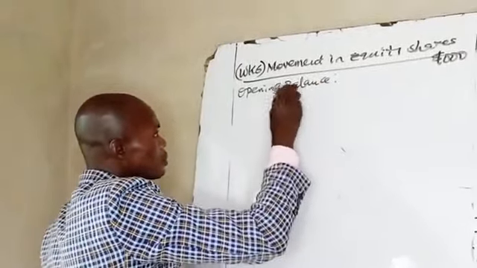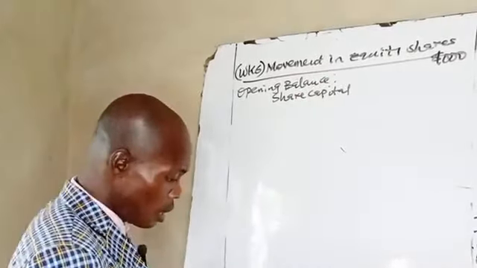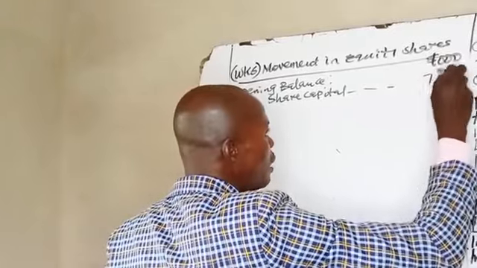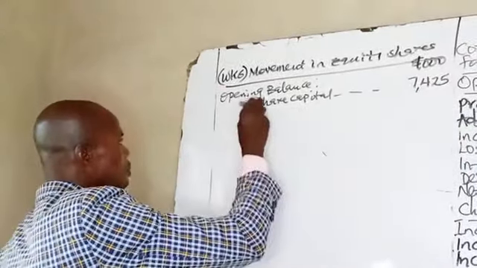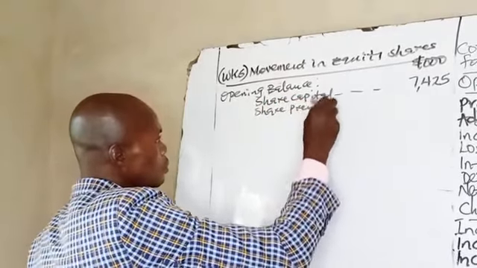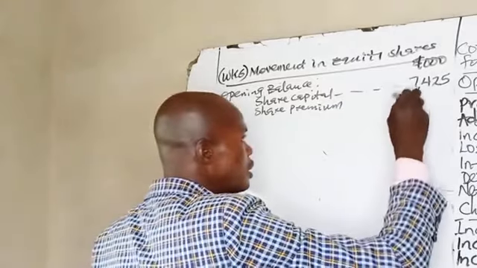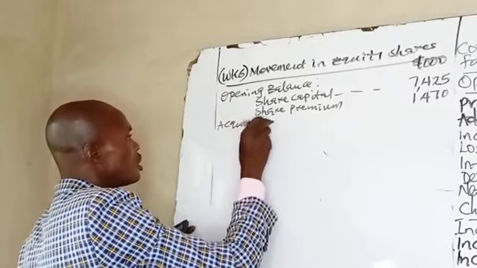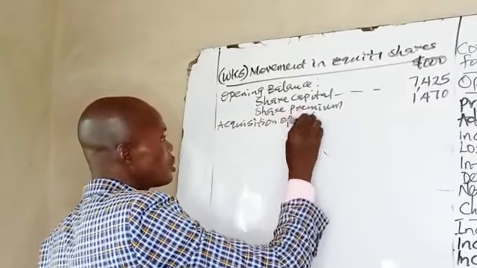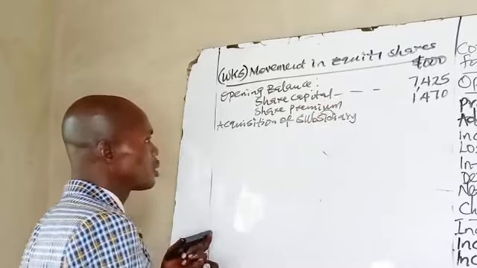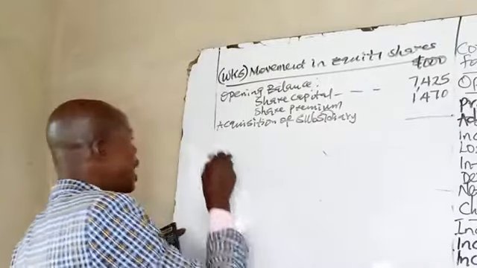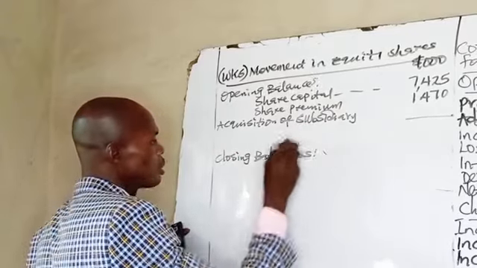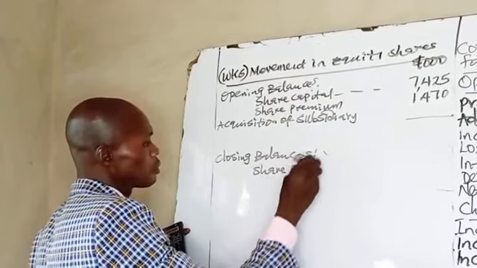Opening balance: share capital of 7,425, then share premium of 1,470. Then acquisition of subsidiary. How much is the share consideration? So we will add that. Then we now have closing balances. We subtract the closing balances, which include share capital and share premium.